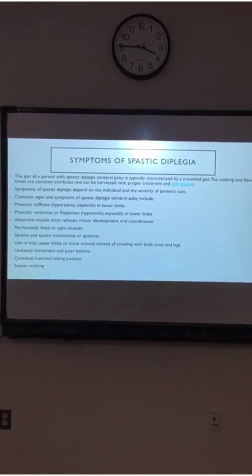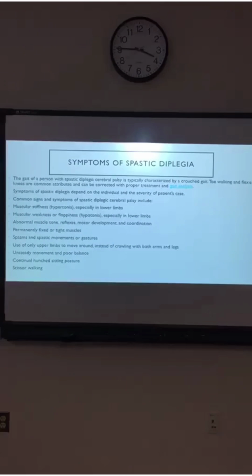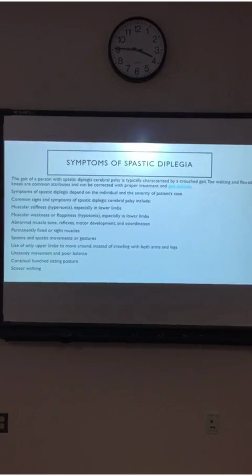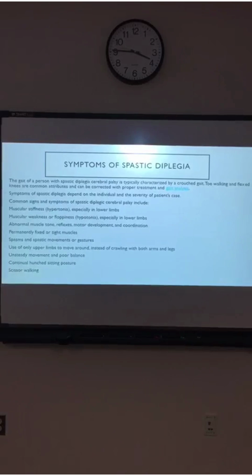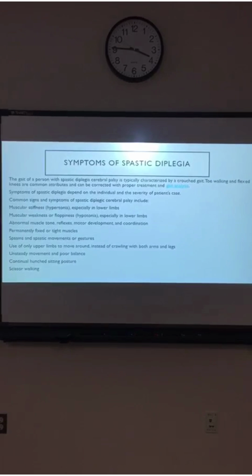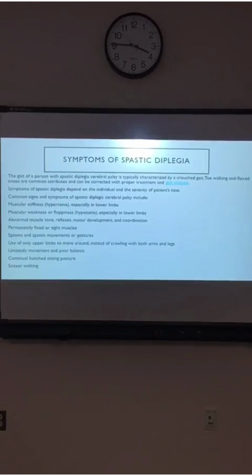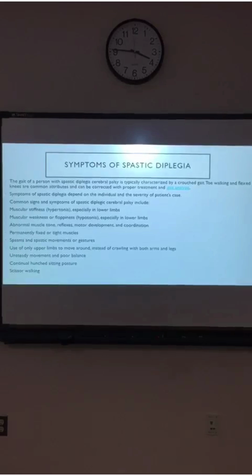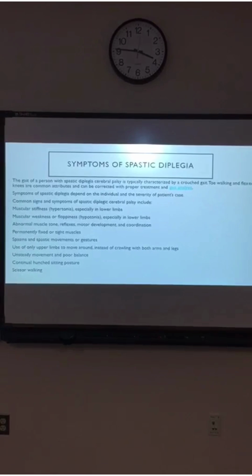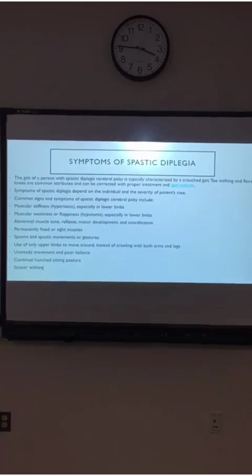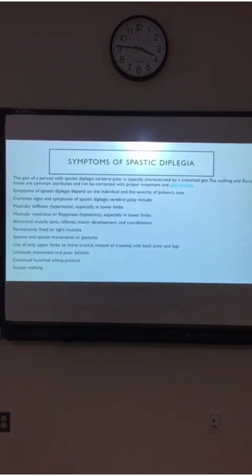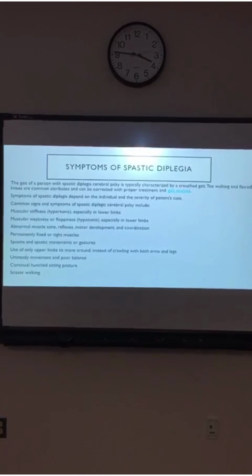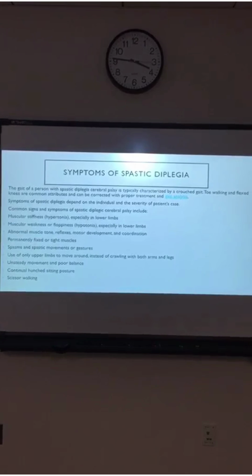Common signs and symptoms include muscle stiffness, called hypertonia, especially in the lower limbs, muscle weakness or floppiness, abnormal muscle tone, reflexes, motor development and coordination, permanently fixed or tight muscles, spasms and spastic movements or gestures, use of only the upper limbs to move around instead of crawling with both arms and legs, unsteady movement and poor balance, a continual hunched sitting posture, and seizures.